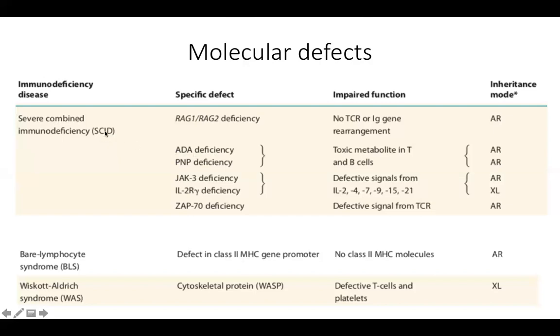So in this, if this SCID is because of ADA deficiency, we can replenish it, we can give recombinant adenosine deaminase, or we can give the gene for that. So gene therapy for adenosine deaminase can be given. Similarly, purine nucleoside phosphorylase. That is also another enzyme involved in purine catabolism. So that deficiency also results in DNA defect. So toxic metabolite in the T and B cells accumulates, and that causes your SCID.